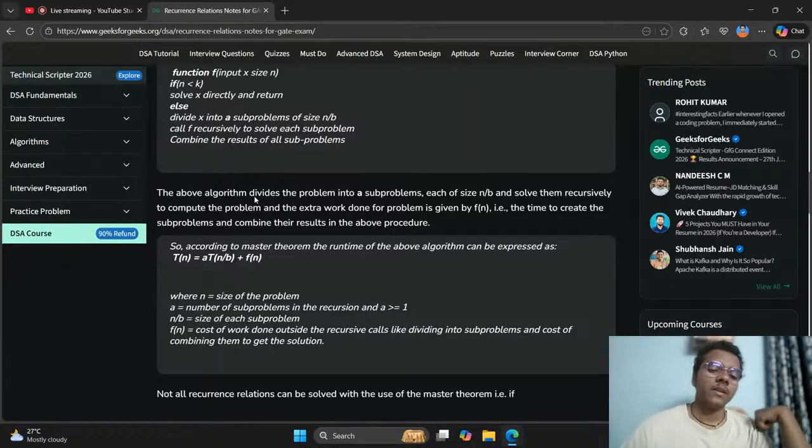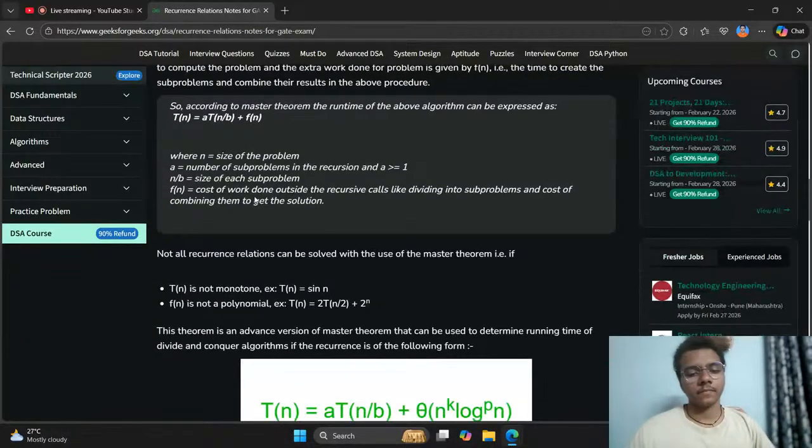The above algorithm divides the problem into a subproblems, each of size n/b, and solves them recursively. The extra work done for the problem is given by f(n), i.e. the time to create the subproblems and combine the results in the above procedure. So according to the master theorem, the runtime of the above algorithm can be expressed as T(n) = aT(n/b) + f(n).